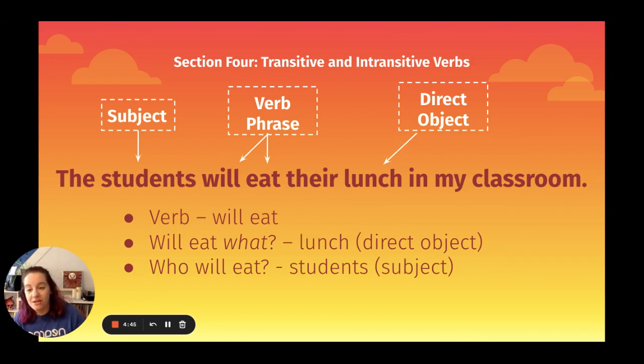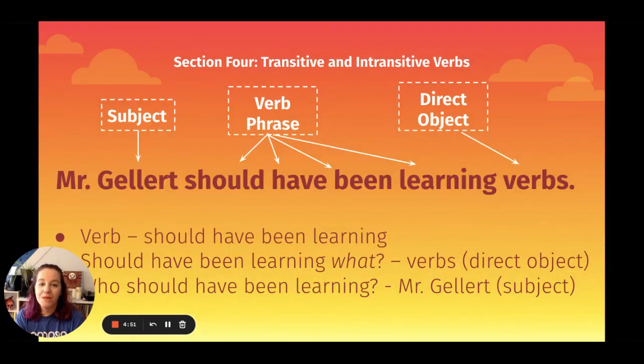They would be eating their lunch. The classroom is just where that action is going to take place. Mr. Gellert should have been learning verbs. So again, we start with the verb, and in this case, we have a verb phrase. Remember, they can be up to 4 words. Main verb, learning; should have been is the helping verb part of it. It's giving us tone and tense. Our subject is Mr. Gellert. He's who should have been learning.